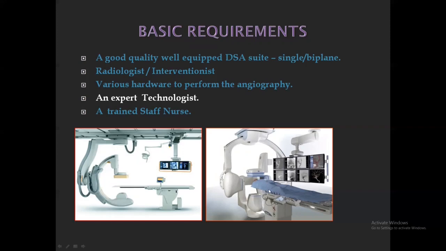And in this system there are two sets of imaging chains, that means one set of imaging system frontally or AP, and the other one is lateral. So simultaneously we will get two sets of images, AP and lateral images. So in a single injection we can get both images. So the time of the procedure will be reduced and the contrast dose also will be reduced.